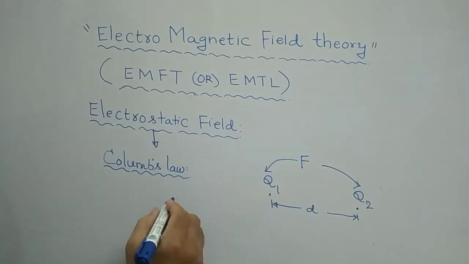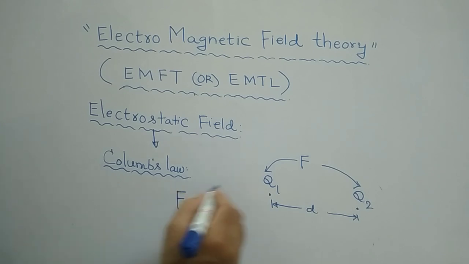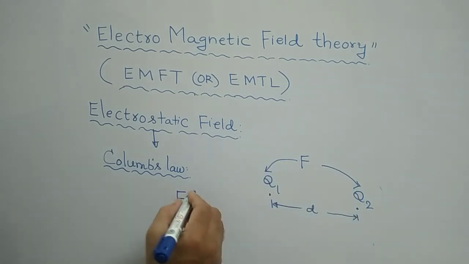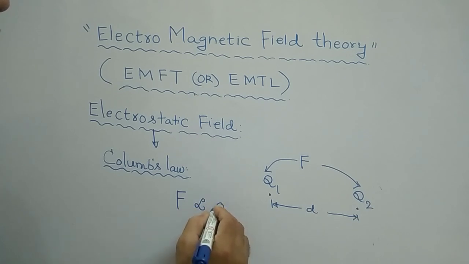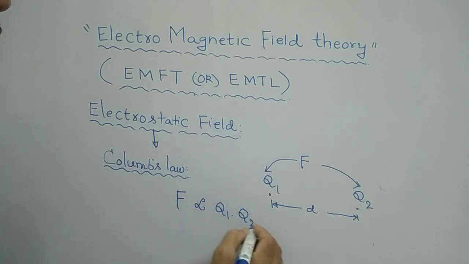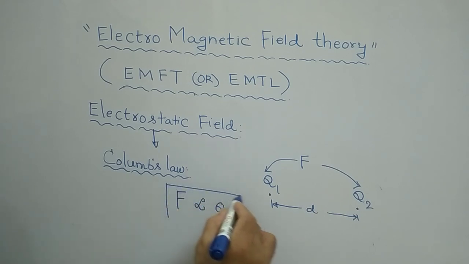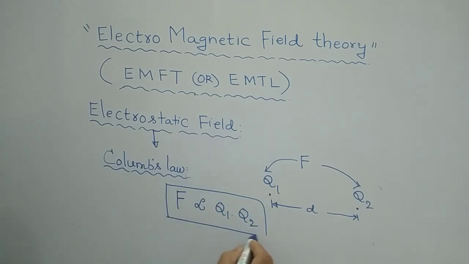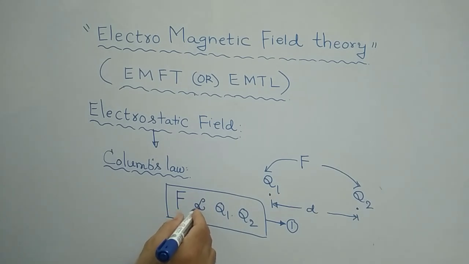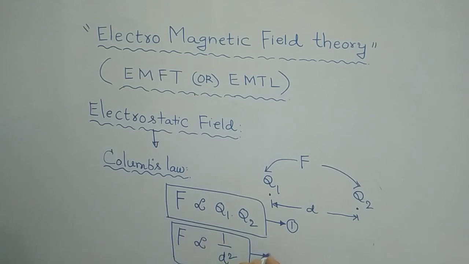This force generated between these two charges is directly proportional to the product of the two charges, Q1 into Q2. Similarly, this force is inversely proportional to the square of the distance between those two charges. This is equation number 2.